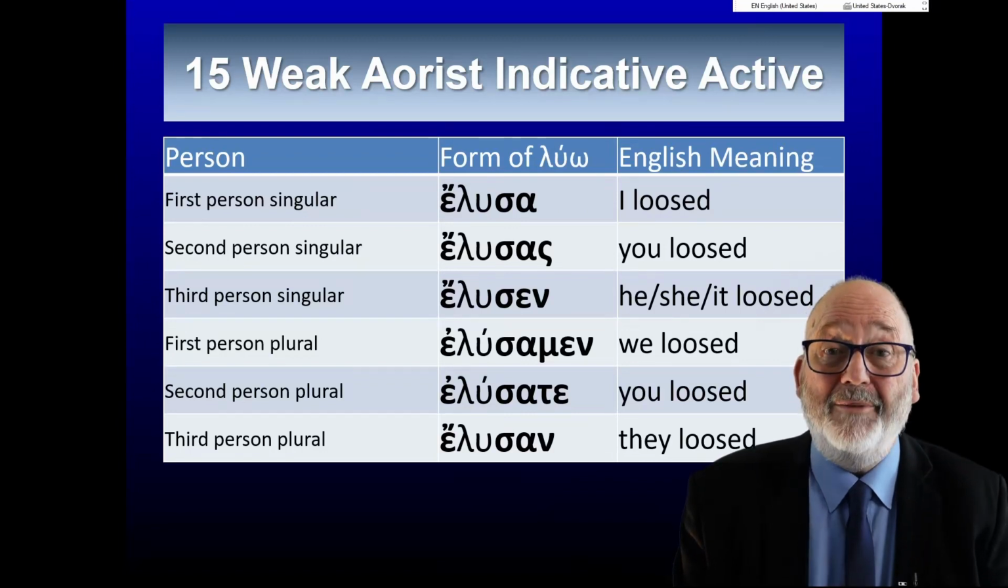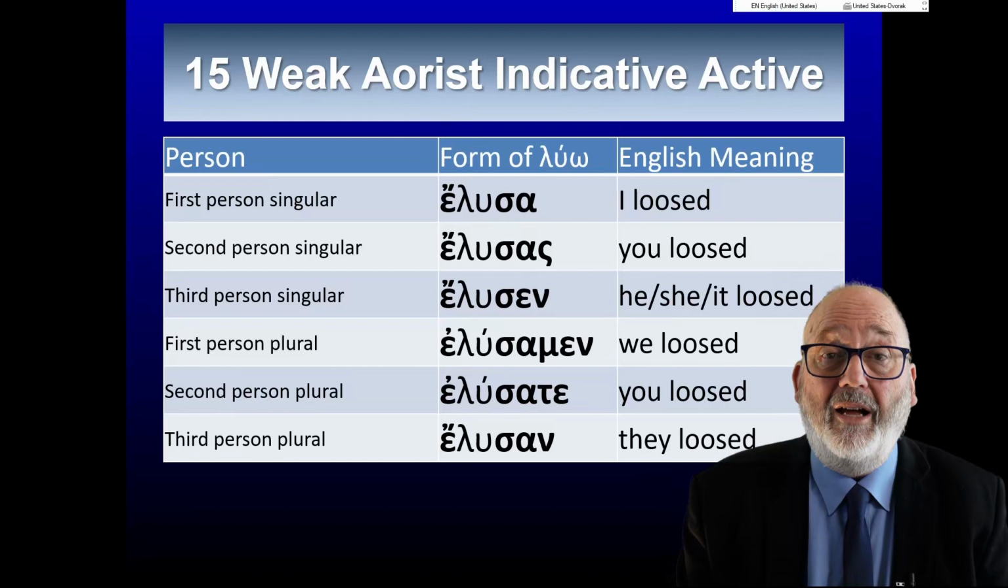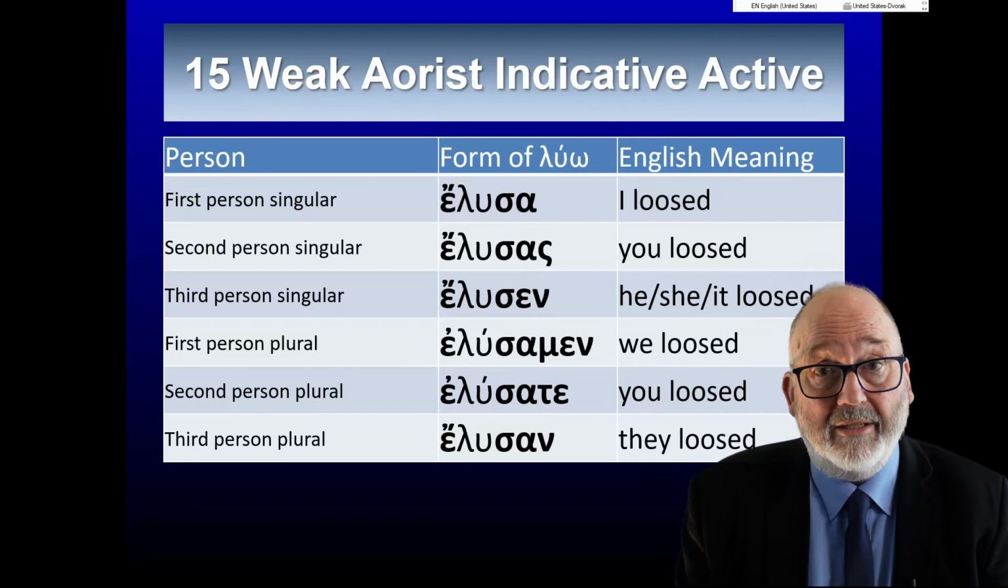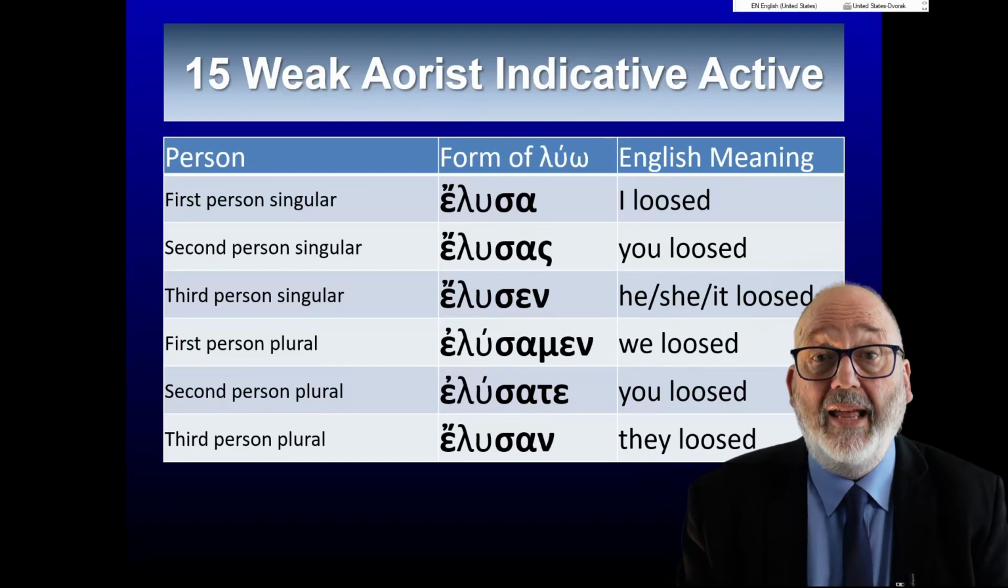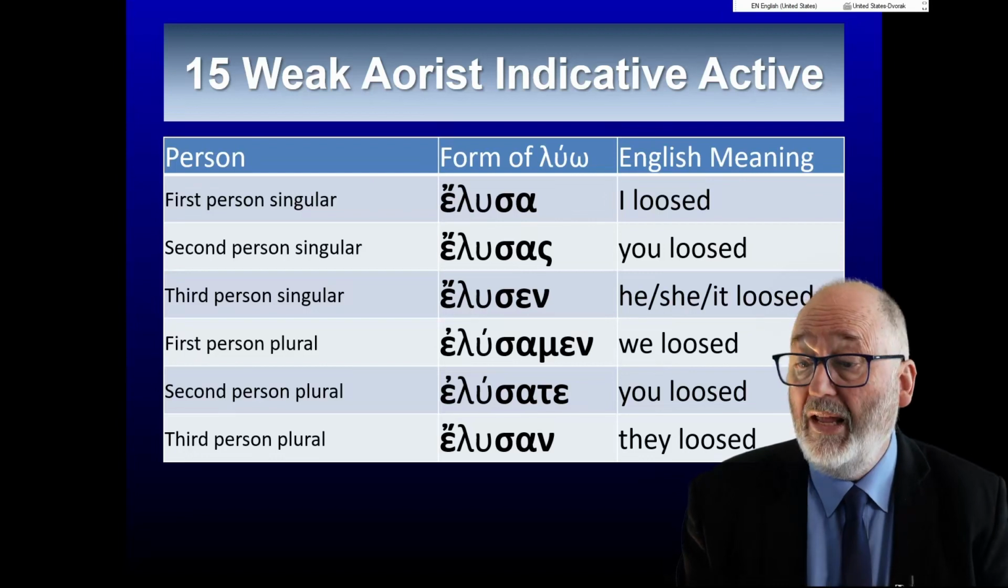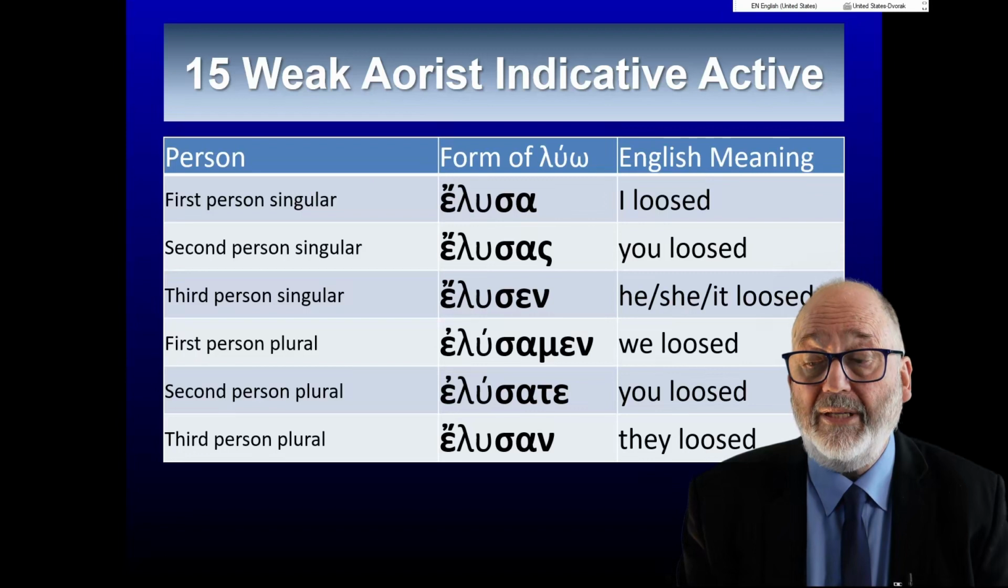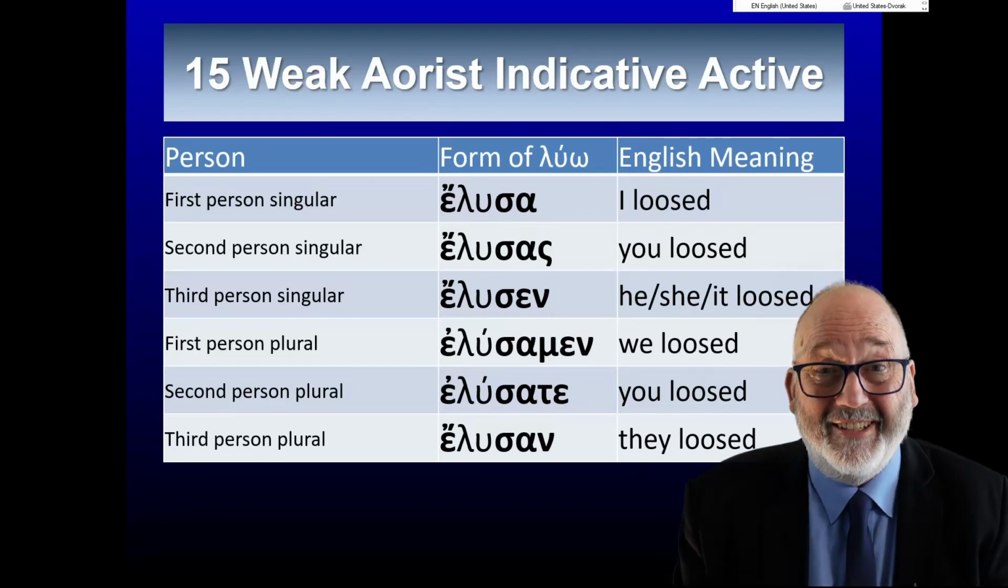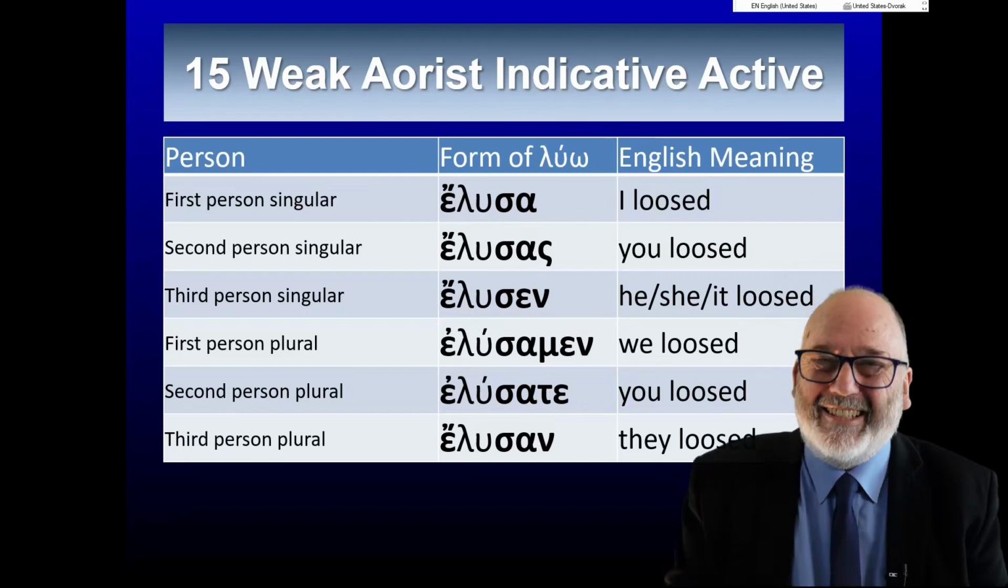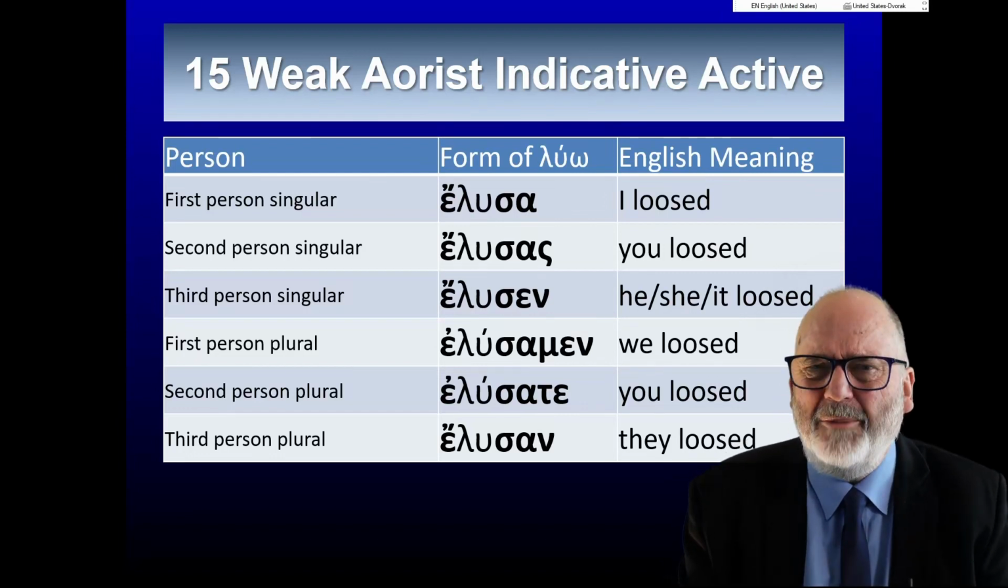And here we begin by looking at the paradigm of the weak aorist indicative active of luo. And as you can see, it is elusa, elusas, elusen, elusamen, elusata, elusan. Well, that's reasonably straightforward, isn't it? Yes and no. It has some added complications.